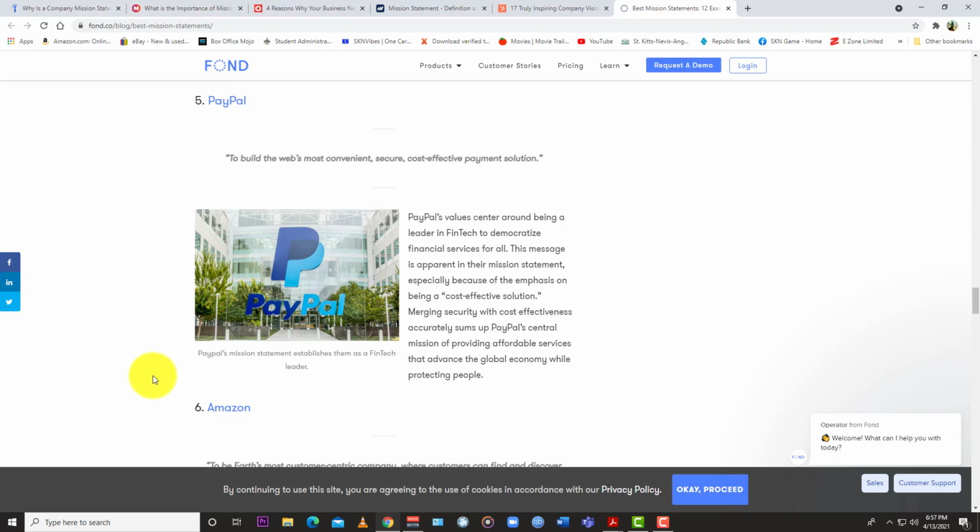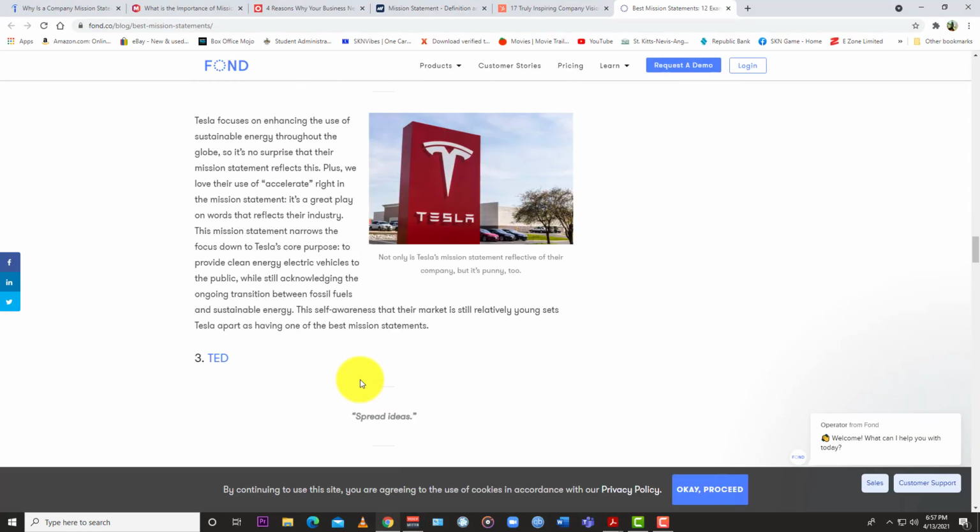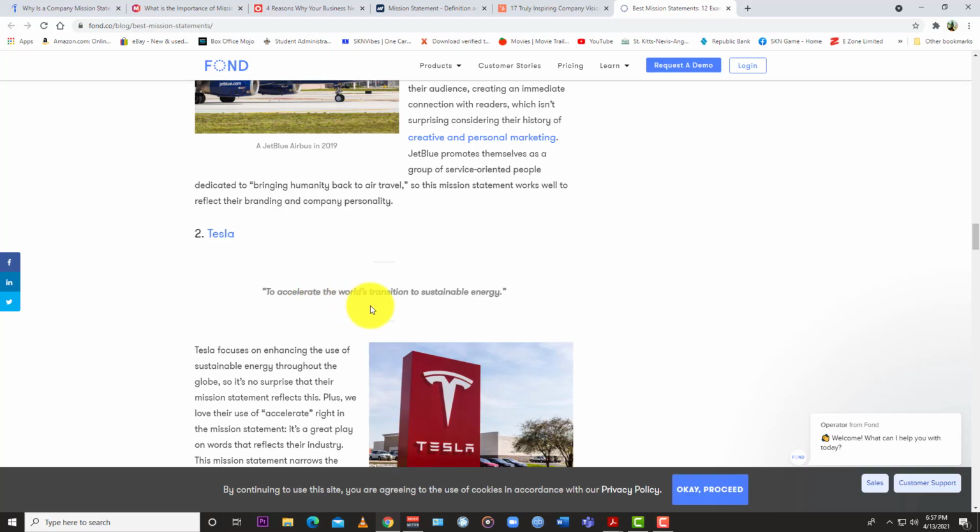So you hear that, and so we come back to some of the importance of the mission statement, and you can see how they align. The statement outlines the main aim of the business. It gives a clear outline of the business aspiration. So for example, let's go back to Tesla. Clear outline of what they're trying to do: accelerate the world's transition to sustainable energy. Clear, you can see it.